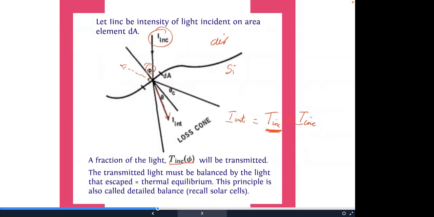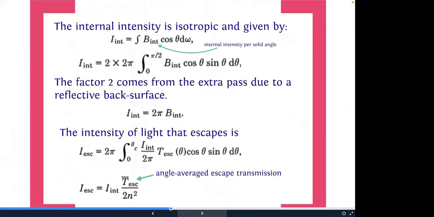Now I have to make sure conservation of energy is satisfied. The transmitted light must be balanced with the light that has escaped. So the power coming in must be equal to the power that is escaping, because I'm in thermal equilibrium. Otherwise, the materials start heating up or cooling down. This principle is simply called detailed balance. We didn't talk about it in the context of solar cells, but this is the way you actually compute the efficiency of solar cells. Something to keep in mind. We talked about it briefly, but not in detail.